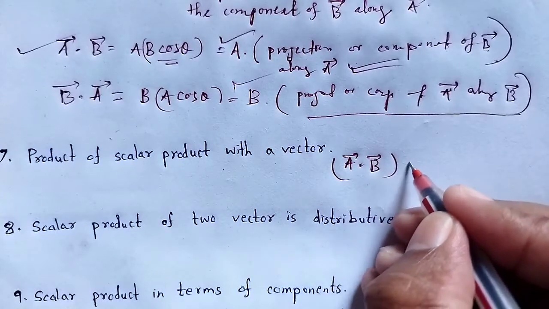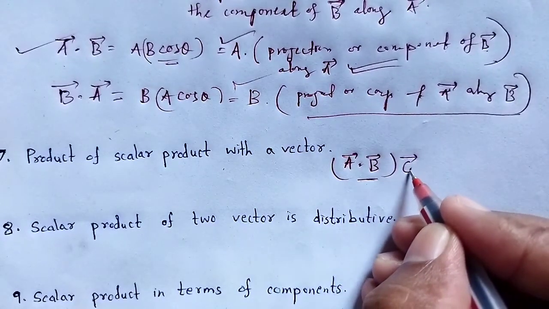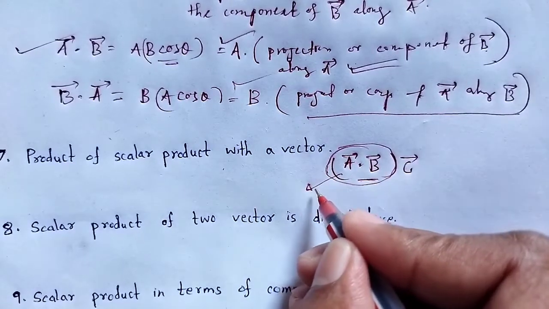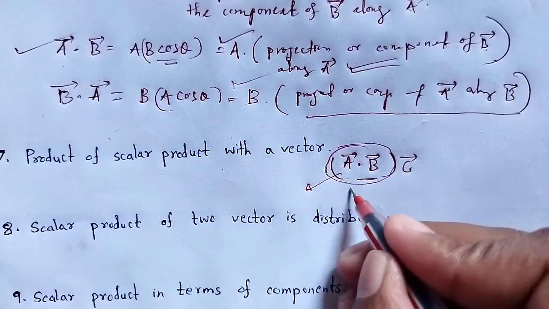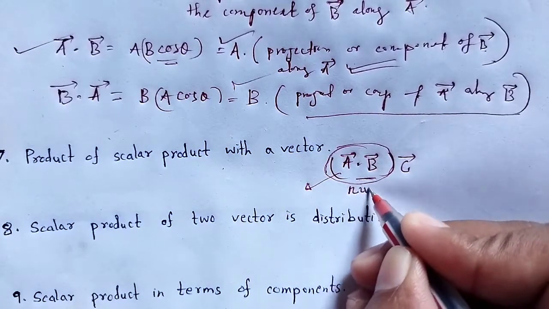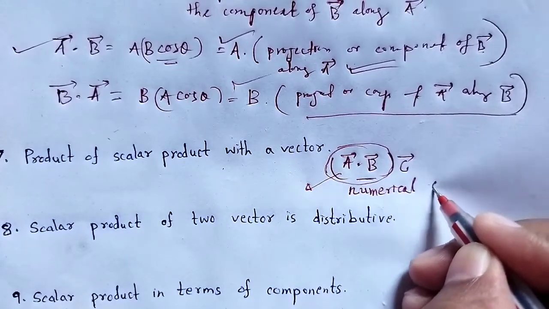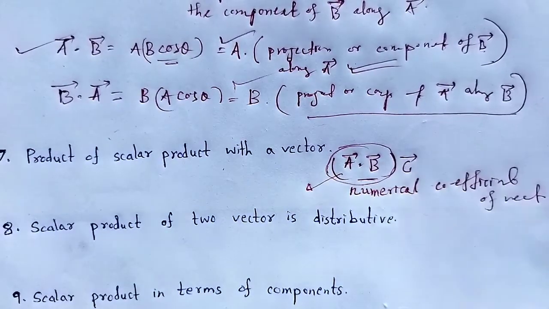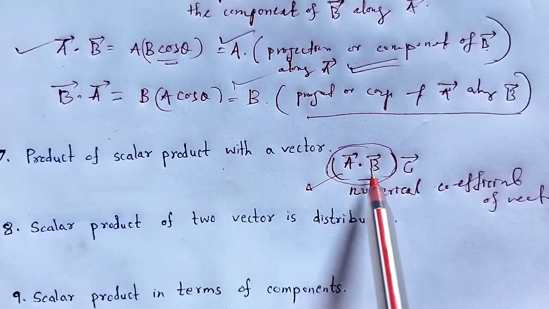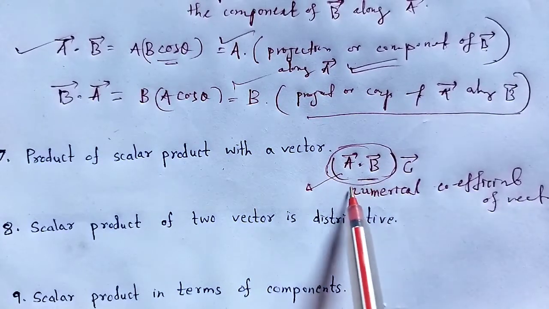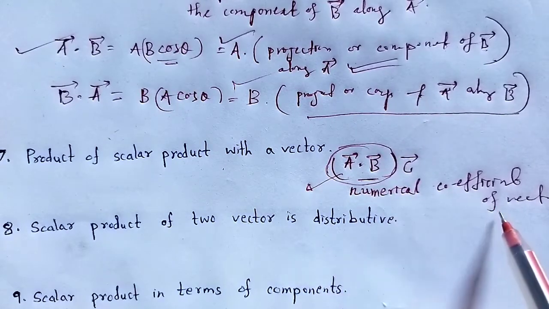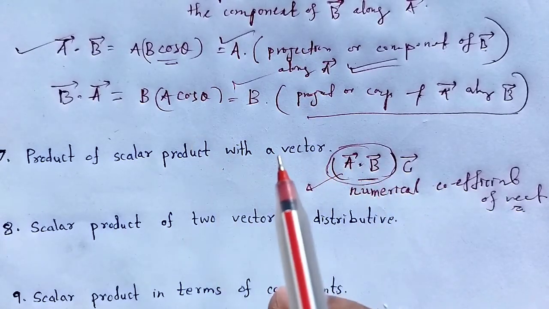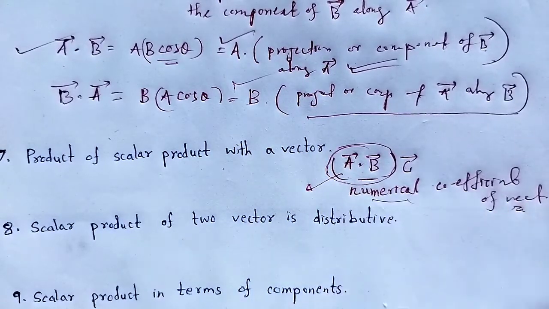So when a scalar is multiplied with a vector, let another vector be C, then the dot product A dot B is treated as the numerical coefficient of the vector. The product of scalar product with a vector: the scalar product is a scalar, that means A dot B, when multiplied with a vector, is treated as the numerical coefficient of that vector.